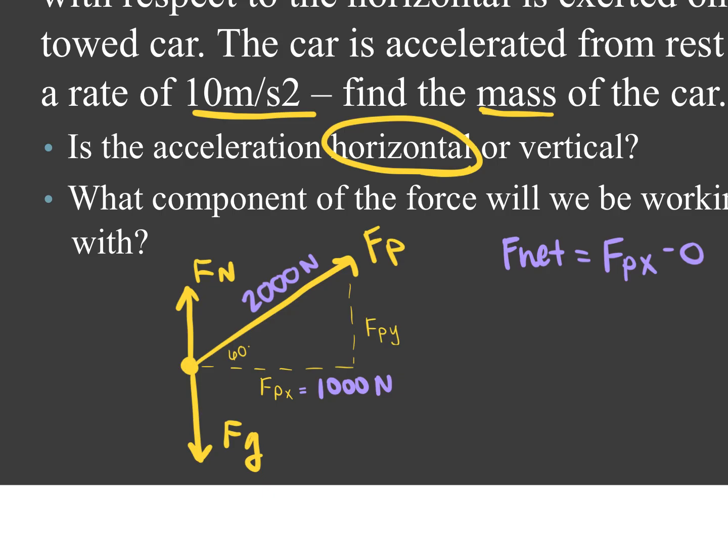Okay, now I can start putting in numbers. What do we sub in for F net? What's another alternate way for us to solve for the net force? Mass times acceleration. So the mass is what we're solving for. The acceleration they told us was 10, and the X component of that force is 1,000. So that means my mass is 100 kilograms.